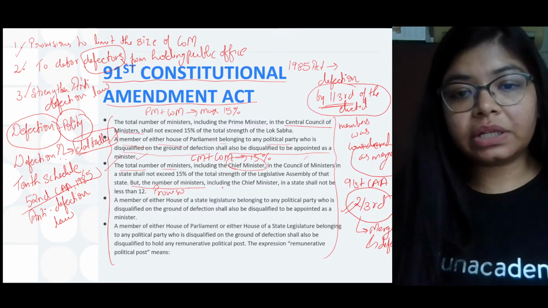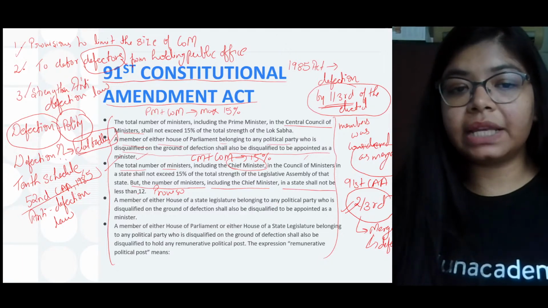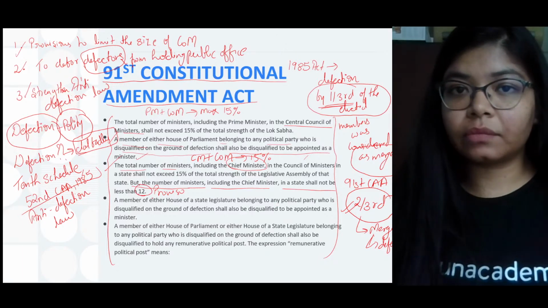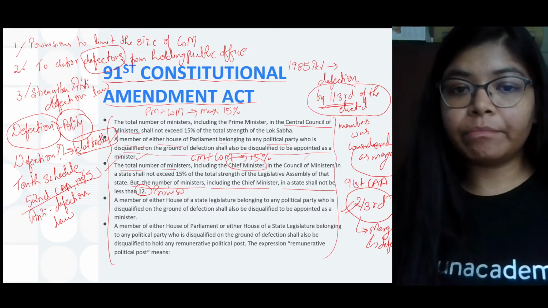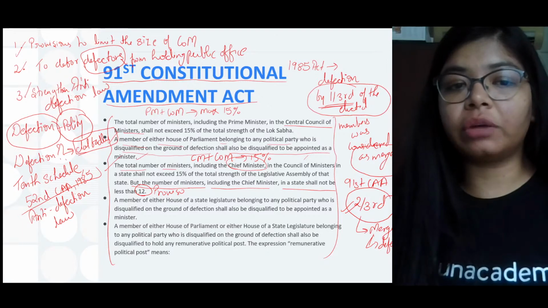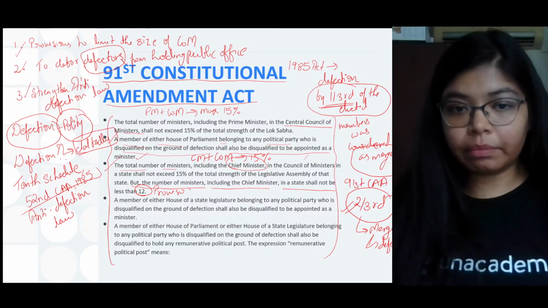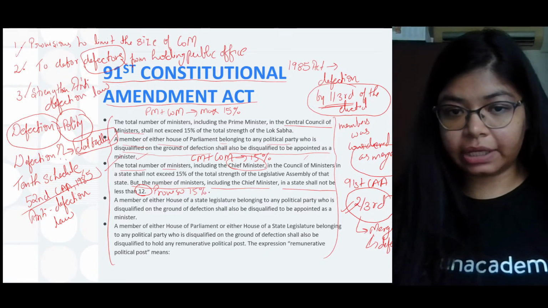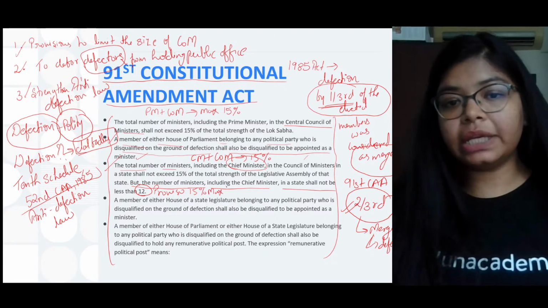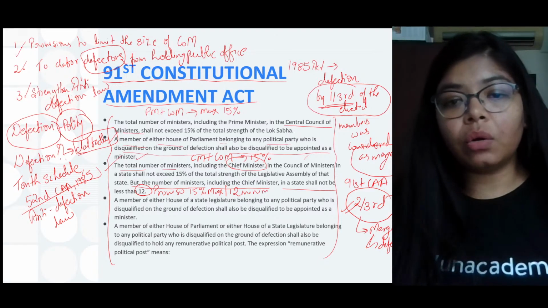But the number of ministers including the chief minister in a state shall not be less than 12. All right? Fine? तो 15% तो होना चाहिए is the maximum. But इन्होंने यहाँ पे minimum भी बता दिया कि 12 minimum होने चाहिए. Okay?